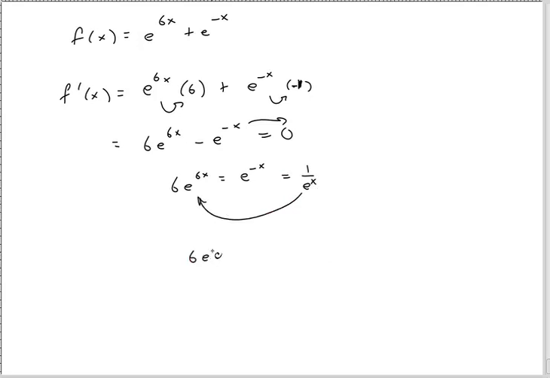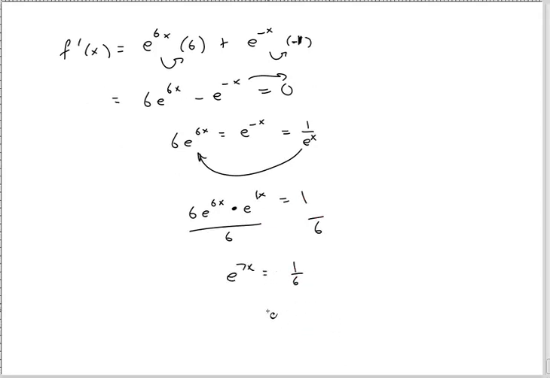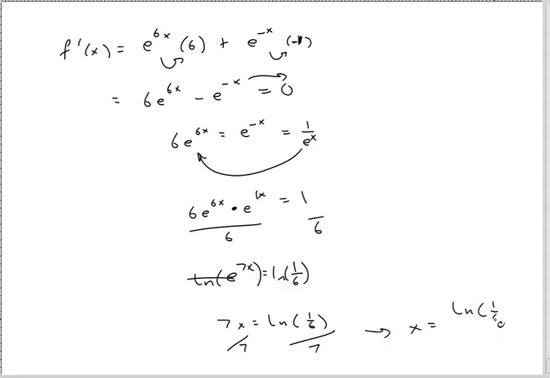So I've got 6e to the 6x, and now times e to the x is equal to 1. Divide this by 6. Multiplying bases, you add their powers. So that's a 1x and a 6x. Guess what? That's a 7x. Now I need to solve for x. What do you do? You ln both sides. Very good. You remember that, right? That's from algebra and pre-cal. Divide by 7. And there is your answer: ln of 1/6, all divided by 7. And this is a critical point.